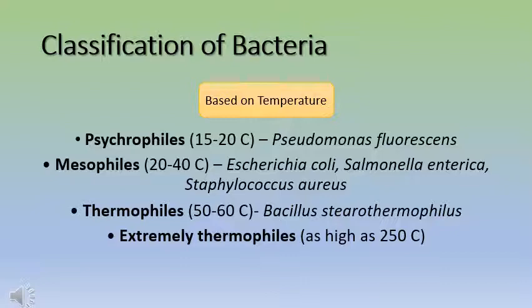Another condition is extremely thermophile, those bacteria which can survive up to 250 degrees centigrade. Those are extremely thermophile bacteria, but they are mostly rare in the environment, because our environment has a temperature around 20 to 45 or 50.